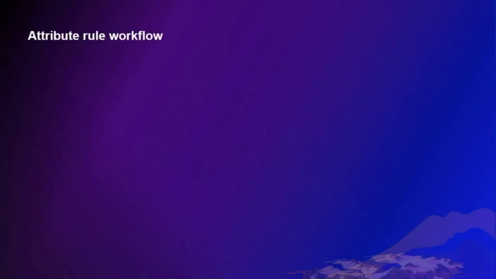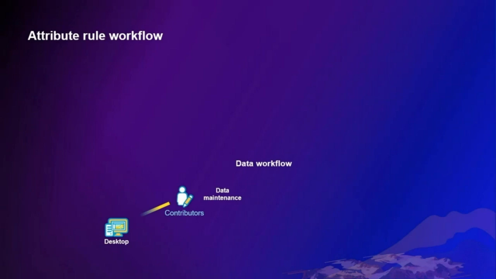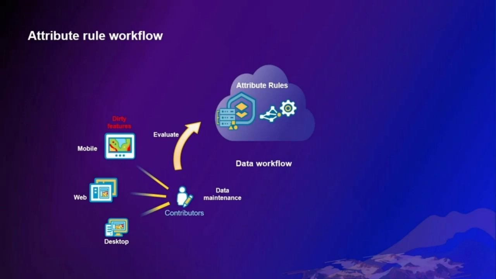It starts with contributors who create or update data either through a rich desktop client such as ArcGIS Pro, a web application, or a mobile device in a connected environment. These edits result in dirty features. Using the evaluate operation, contributors evaluate these dirty features to either calculate attribute values or validate their quality.